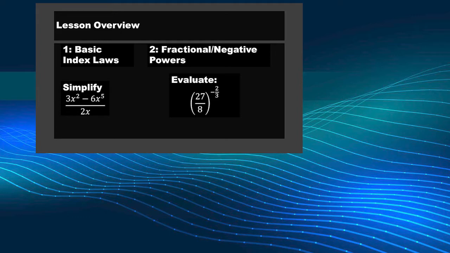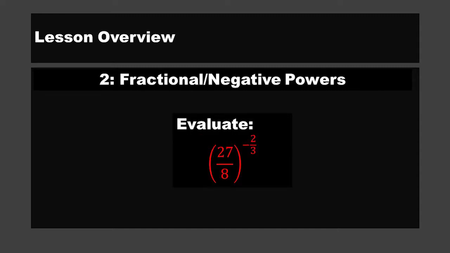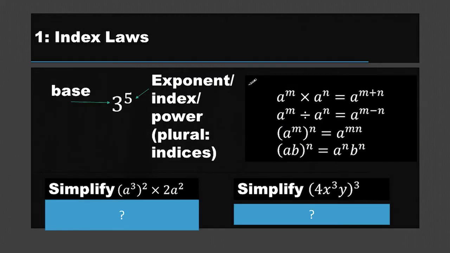There are two categories. The first one will be the basic index laws. You will see this kind of simple expressions, and the next level will be indices with fractional indices or negative rationals. So let's start. There are few rules that you need to know about indices.